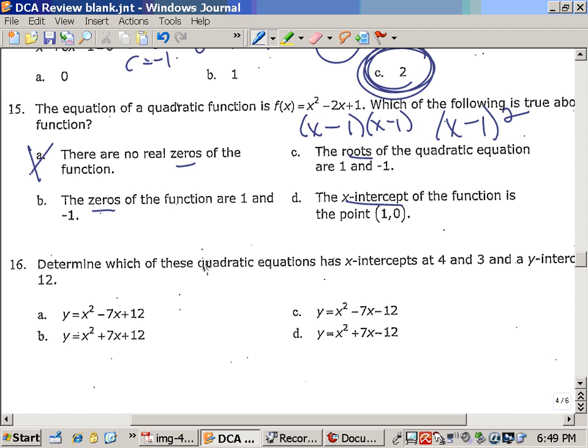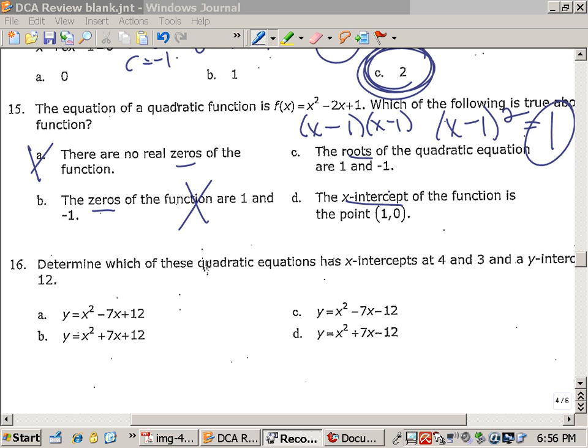A is wrong because there are real zeros, and that answer should be 1. The zeros are 1 and negative 1. That's not true. Okay, and C cannot be right because it's not 1 and negative 1. The only solution is D, which is negative 1, because it only crosses the x-axis one time.